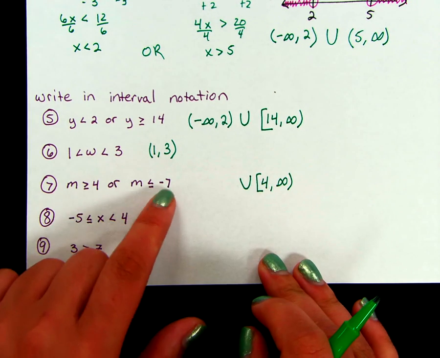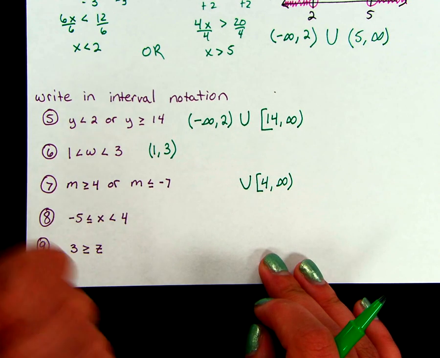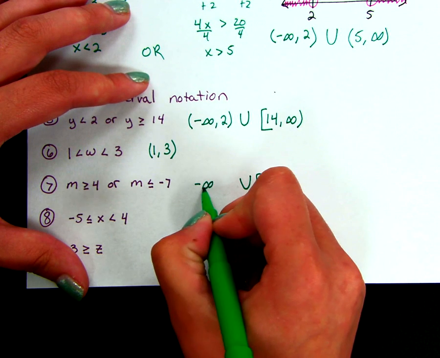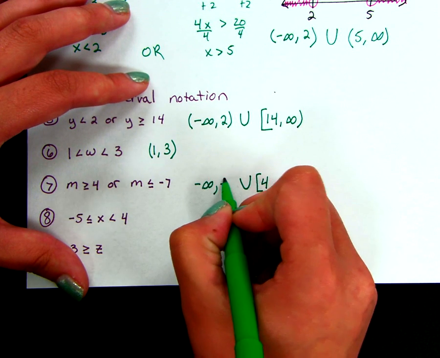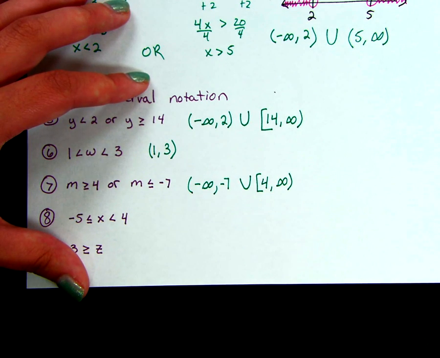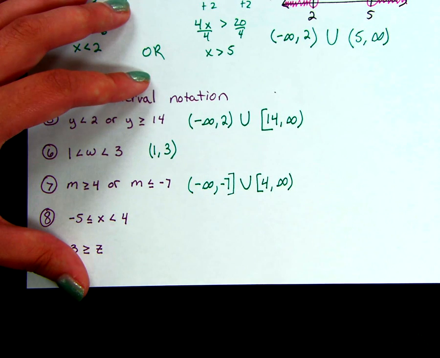And then now we want to do this one. So again, since it's going to the left, the smallest number is going to be negative infinity, and our largest is going to be negative 7. So parenthesis by the infinity sign, and then there's a bar, so we are going to use a bracket.